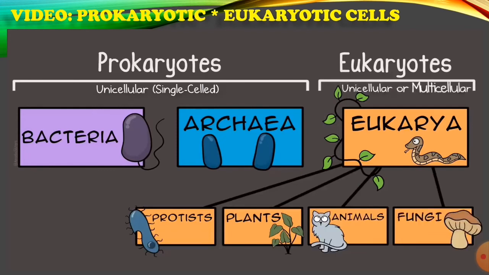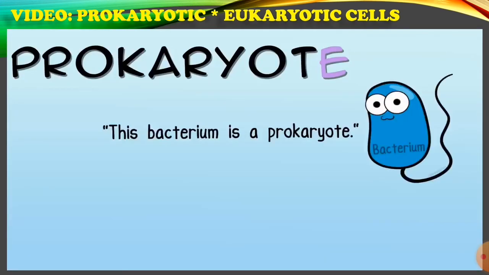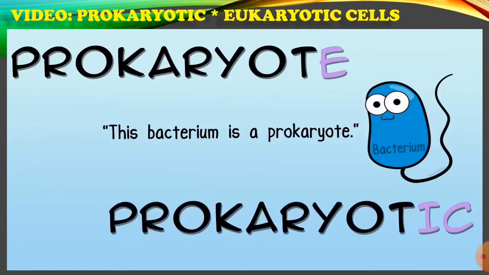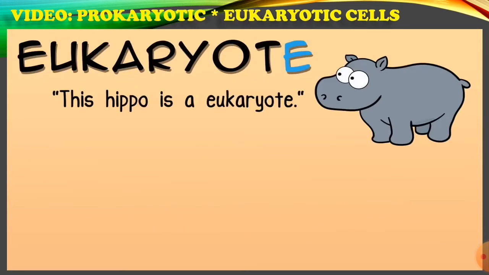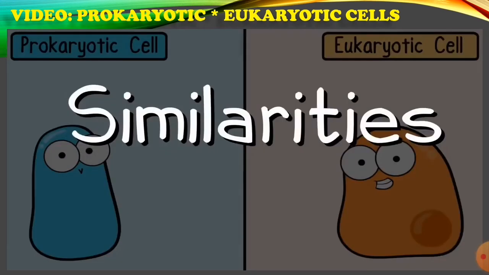They can be unicellular or they can be multicellular, which means they can be made up of many cells, like you. By the way, just to clarify, the word prokaryote is typically used to refer to the organism itself. When you are describing its cell, you are describing a prokaryotic cell. Same for eukaryote. Eukaryote typically refers to the organism itself, and when you are describing its cells, those are eukaryotic cells. Prokaryotic cells and eukaryotic cells do have a lot in common.